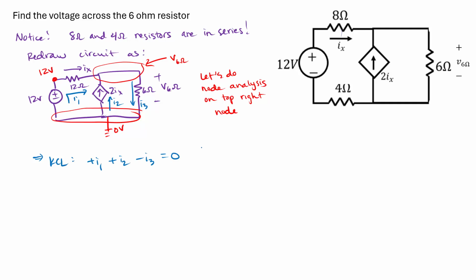If we substitute in and rewrite in terms of our node voltages, we will determine that I1 is given by 12 volts minus V6 ohms divided by 12 ohms. Then we have 2Ix current entering from below for I2. And then finally, we have minus V6 ohms divided by 6 as our third term. And all of that must sum to 0.